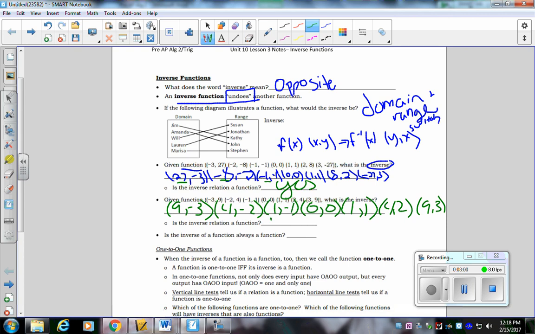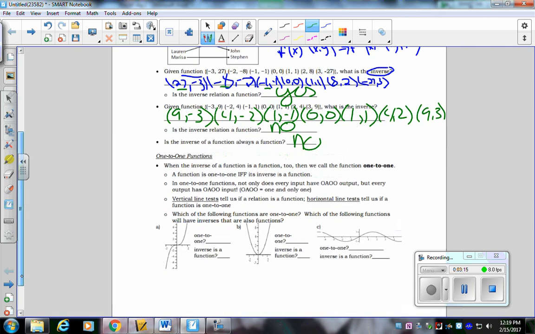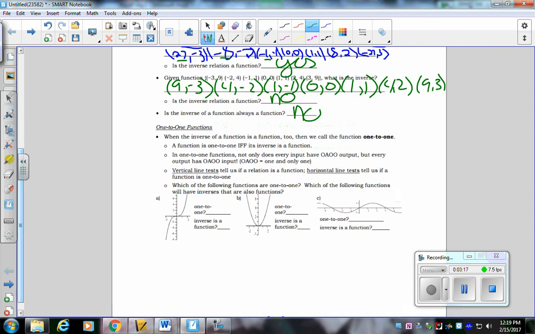So is the inverse of a function always a function? No. In that case, if I'm asking you to find the inverse, if it's a function, it's the inverse function. If it's not, it's the inverse relation, because it's still an inverse, the opposite, just not a function. Why does that matter? Because we're going to talk about one-to-one functions now. When the inverse of a function is a function, then we call it one-to-one. It's kind of like a special group, a secret society that you have to be part of. So a function is one-to-one if and only if its inverse is a function.